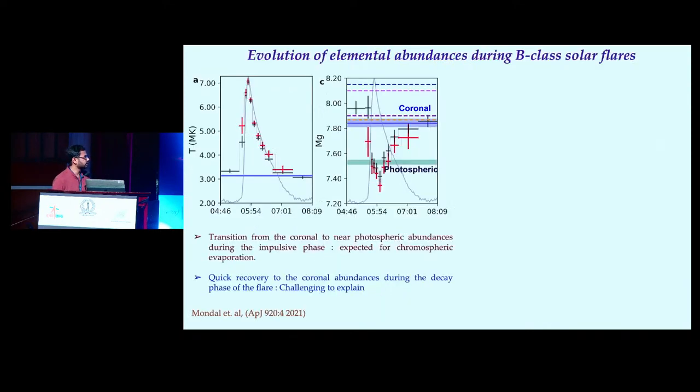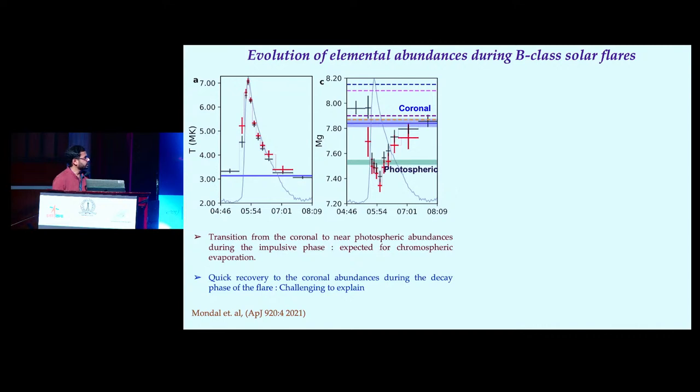We have also studied the time evolution of the abundances during the flare as observed by XSM. This is the flare light curve, in gray color here, and these are the measured parameters. This is the evolution of the temperature, and this is the evolution of the magnesium. Similarly, we derived results for other elements and other flares. These are some representative results.